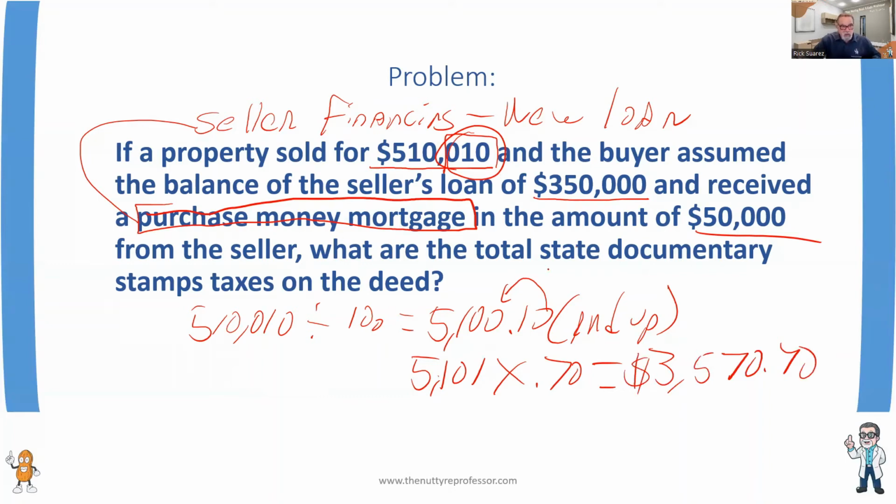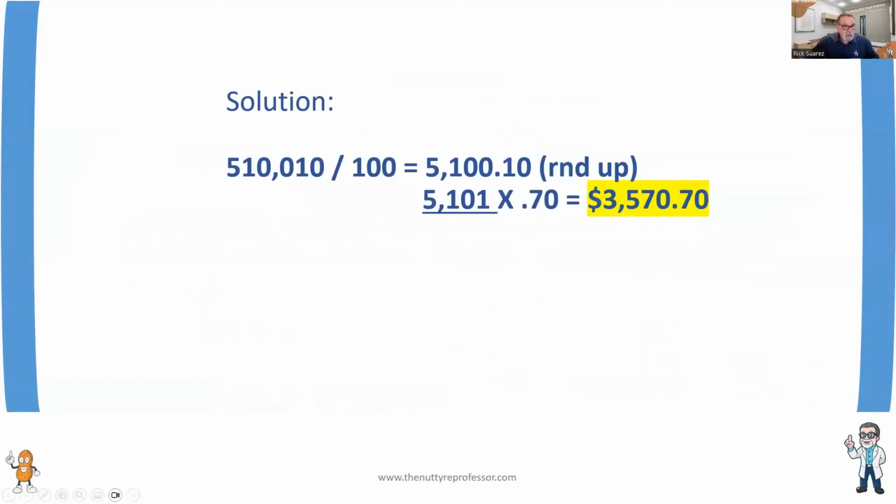And that's it. That's your math problem. You didn't have to worry about the assumption. You didn't have to worry about the new loan because they're asking for the documentary stamps on the deed, which is only this right here. Let me show it to you clean so you can see it better. There it is. You have 510,010 divided by 100 equals 5,100 with 10 cents. We can't have this. It must be rounded up to the next dollar, which is 5101 times 70 cents. You have 3,570 with 70 cents. Perfect. That's how you do that math problem.